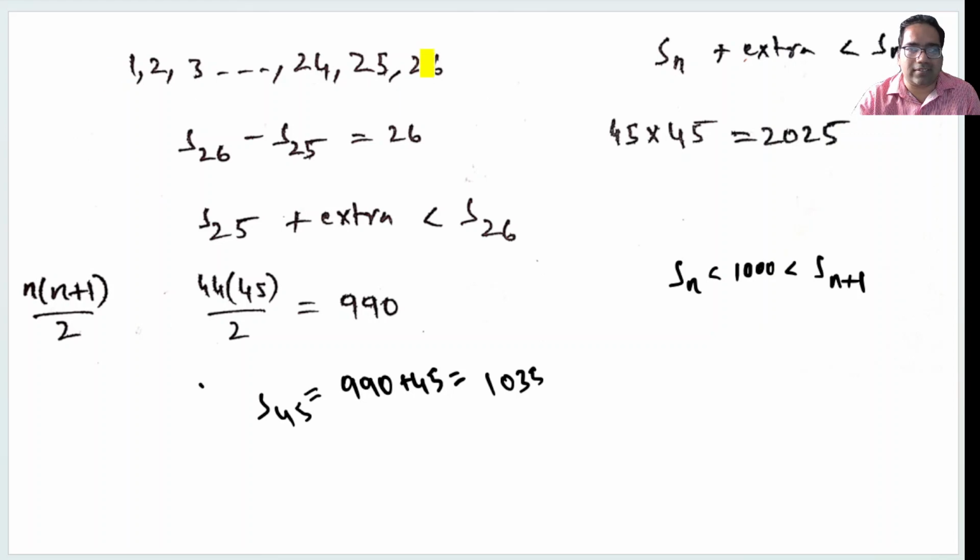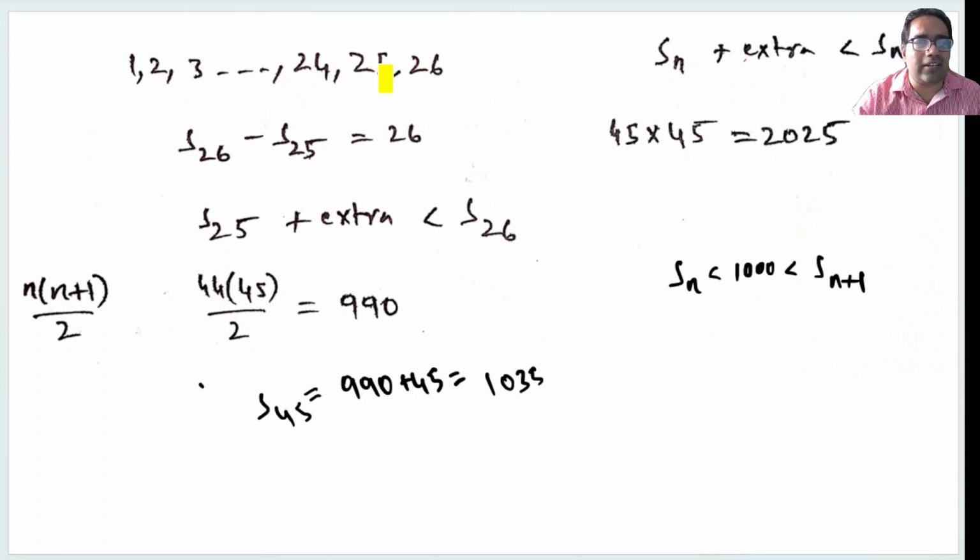First 25 or 26 numbers. Then, after adding 25 numbers, if one more number has to be added, the sum of 25 numbers will become the sum of 26 numbers by adding 26. Right? Because only 26 is extra than S25. S25 is the sum of 1 to 25. S26 is the sum of 1 to 26. S26 minus S25 is only 26.